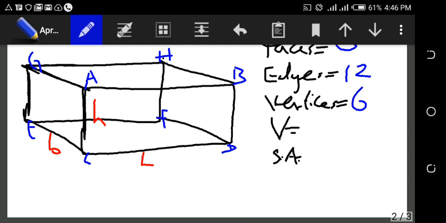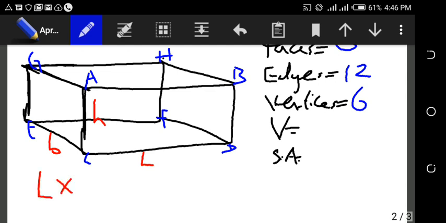So if we want to calculate the volume of a cuboid, that will give us the length times the breadth times the height, which will give us altogether LBH. Therefore, the volume of a cuboid or a rectangular prism is given by the formula LBH.